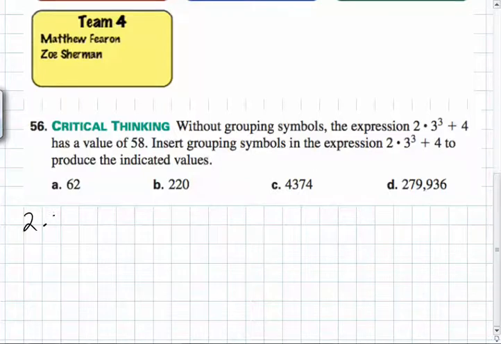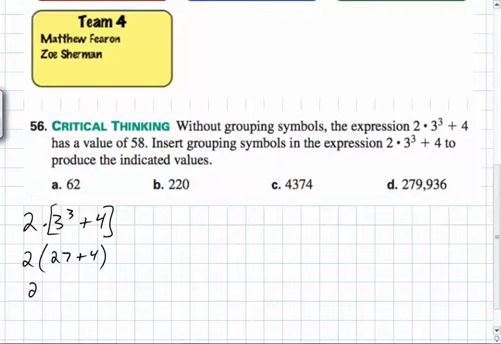So you have 2 times 3 to the third plus 4. You put them around what? 3 to the third and what? 4? Oh, okay. So you get 2 times 27 plus 4. So you get 2 times 31, which is 62.